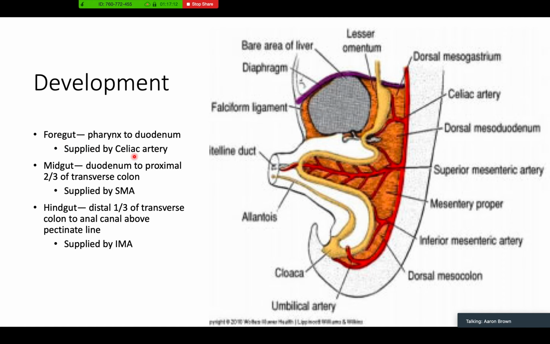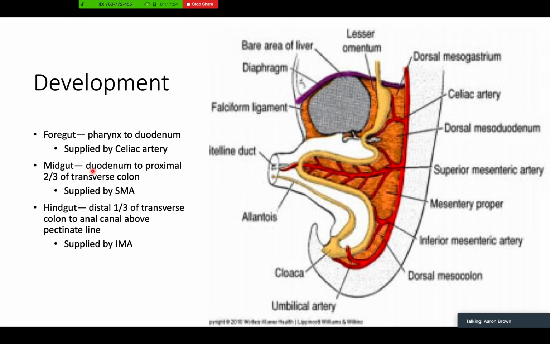Anything essentially from the stomach all the way through the duodenum is all going to be supplied by the celiac artery. You can see here in the diagram of our developing fetus that the celiac artery is supplying everything from the stomach here. It's going to supply the liver that's developing here off to the side. It's going to give supply to the pancreas that we can see developing right here. It's going to give supply to the spleen that would be developing on this side. Essentially everything that falls within foregut will be supplied by the celiac artery. So that helps us with the anatomy in terms of memorizing where the blood flow is going.